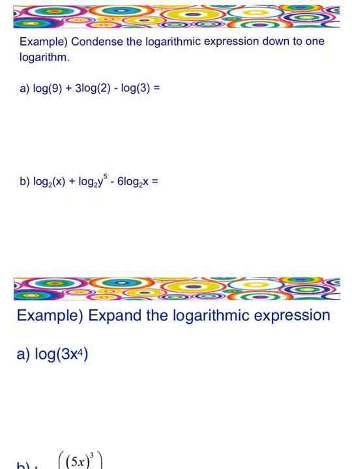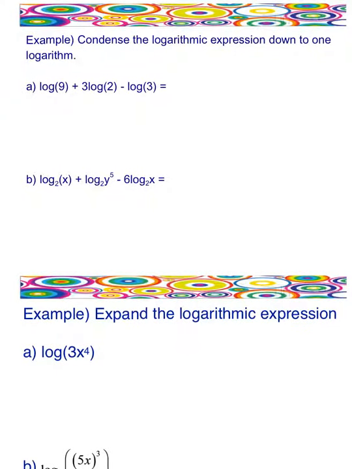Now that we know the properties, let's start to condense a couple logarithms. So here we have multiple logarithms, and I want to condense to a single one. So the first one, I've got log of 9 plus 3 log of 2 minus log of 3. The first thing I want to do is pull up any of these back to the exponents. So this would give me log base 10 of 9 plus log base 10 of 2 cubed. 2 cubed is 8, minus log base 10 of 3.